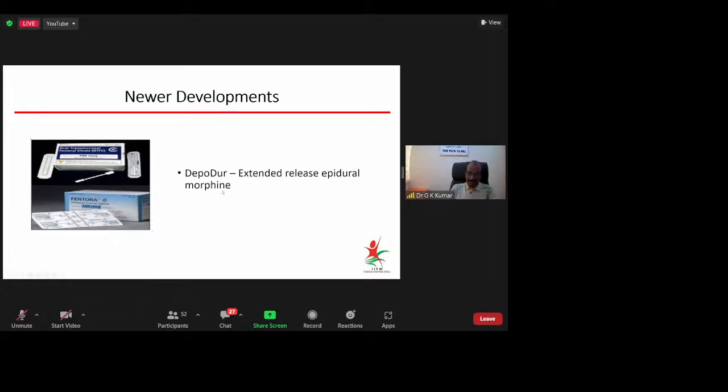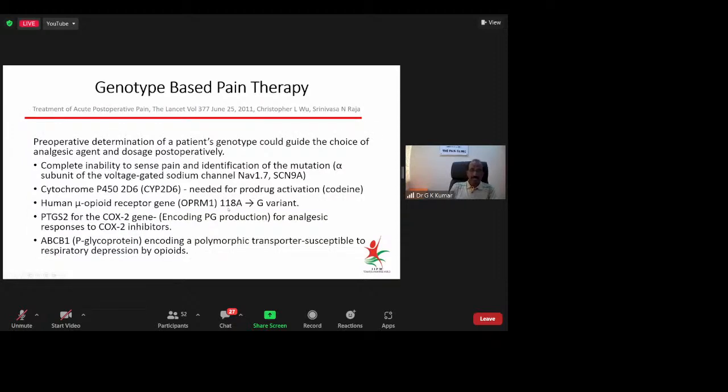But DepoDur is the extended-release epidural morphine. It is still at the study stage. The FDA has approved it, but it has to come into our clinical practice to become viable for regular usage. So genotype-based pain therapy is going to be the game changer. It is described in a 2011 article by Srinivasa Raja, and it all revolves around the genotype, opioid receptors, and the cytochrome.